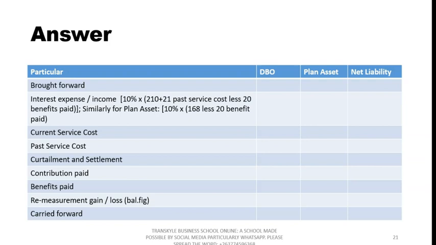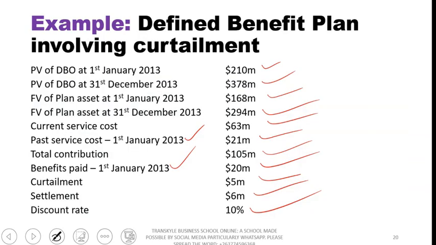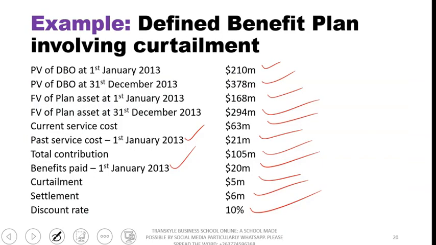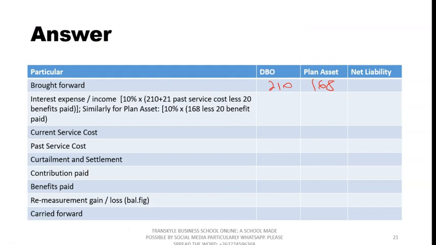So the balances brought forward for the DBO was 210 and for the plan asset was 168. So 210, 168. And then the closing balances were 378 and 294.